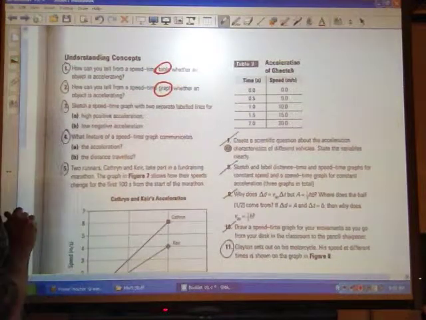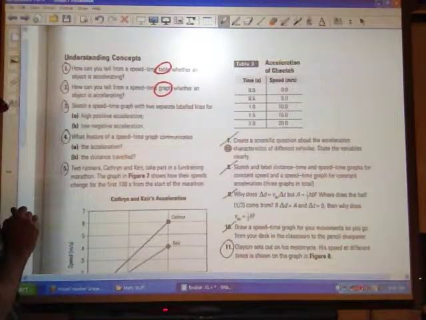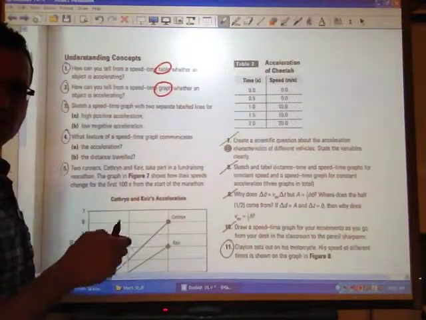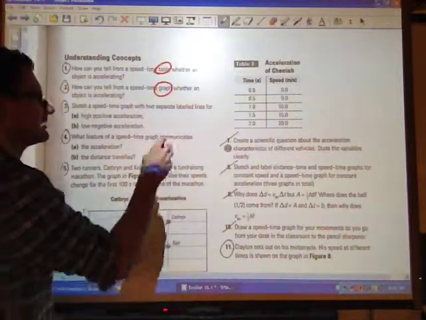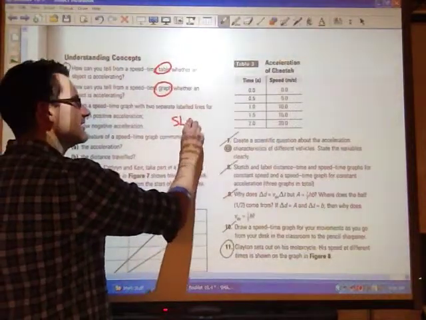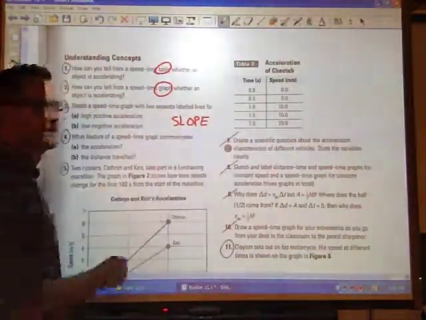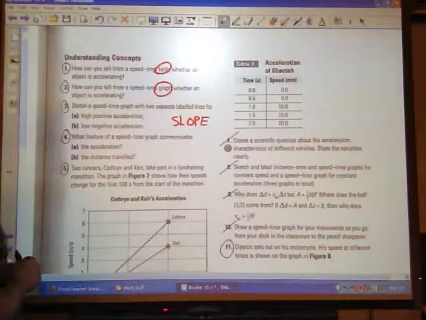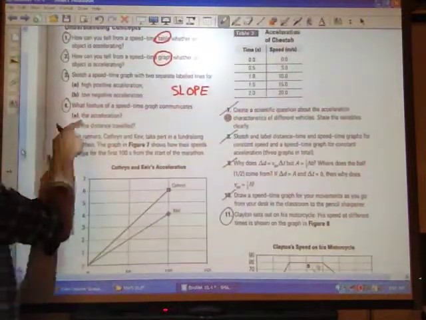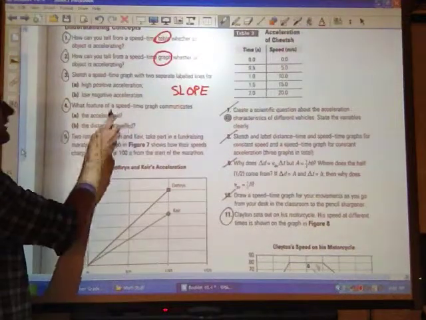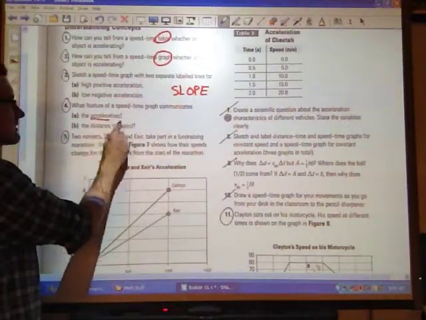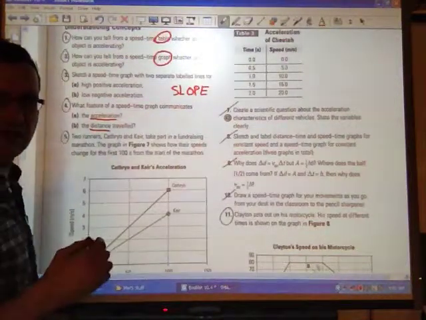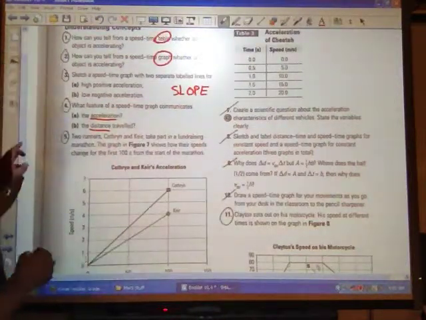And then number 3, just a quick sketch, something that shows a high positive acceleration, something that shows a low negative acceleration. Once again, to figure out acceleration, you're looking at this. So make sure you sketch it indicating that. And then here, what I just talked about and what you just copied out, what feature on a speed time graph allows you to figure out acceleration? How do you figure out distance? So what are those 2 mathematical concepts that you use for that?